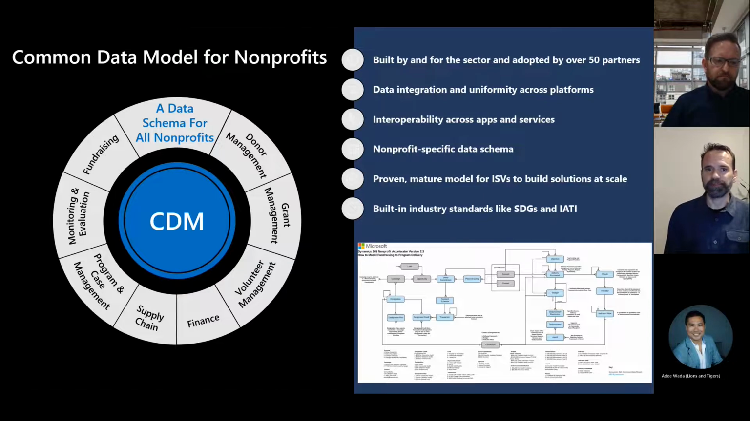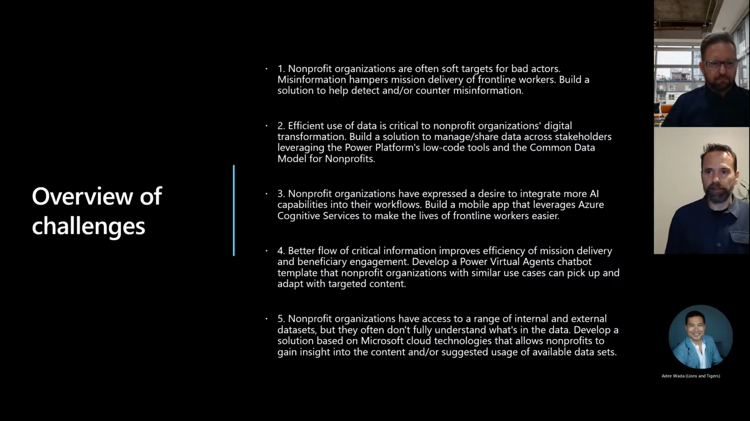platforms and solutions. And so with that, I will hand it over to Erik to talk about some of the specific hackathon challenges we've laid out for all of you. Erik, over to you. Thanks, Michael.